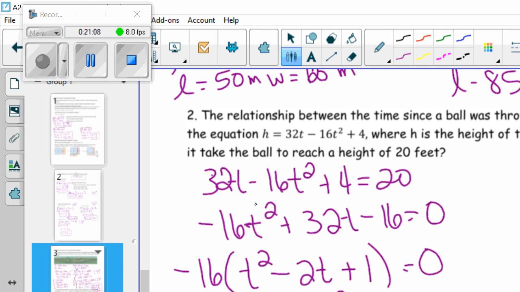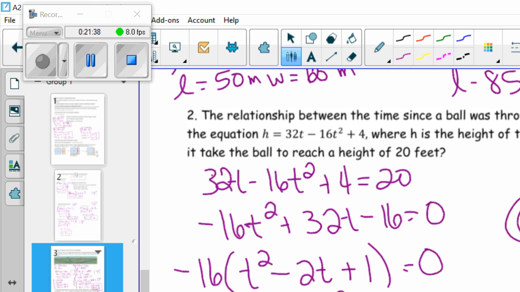Trying to solve this, I need to get rid of my negative 16, right? So I could divide by negative 16 and it really just goes away. So t minus 1 quantity squared equals 0. Take the square root of both sides. Square root of 0 is just 0, so I don't need positive or negative. So then I get t minus 1 equals 0, t equals 1. So at 1 second, okay? So it took 1 second for the ball to reach a height of 20 feet.